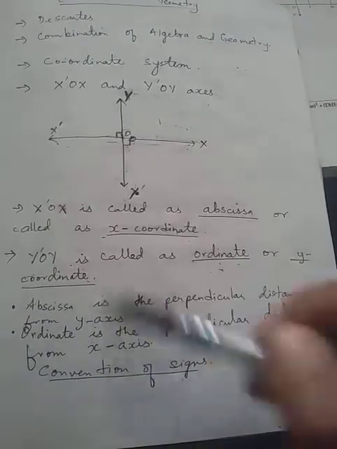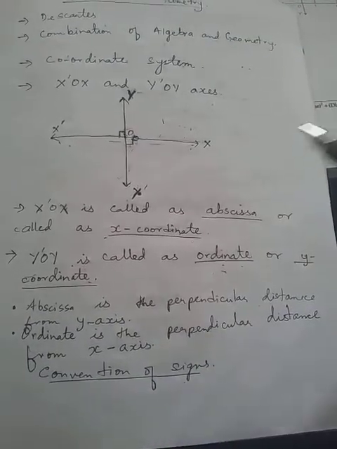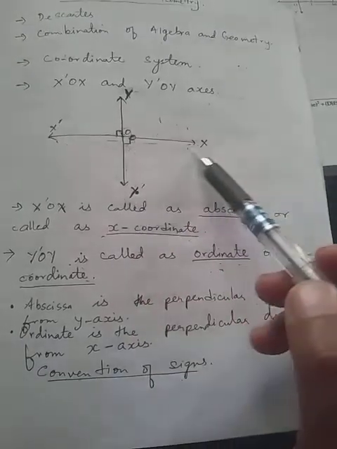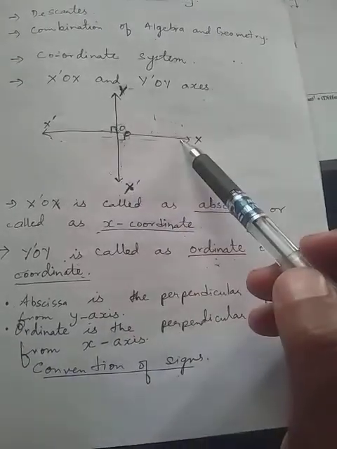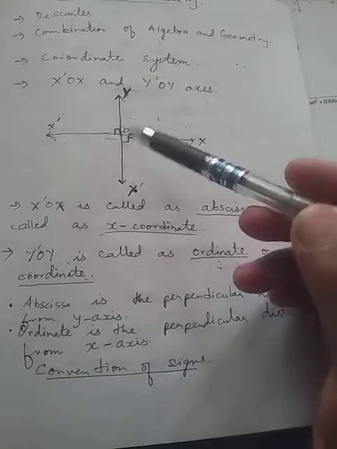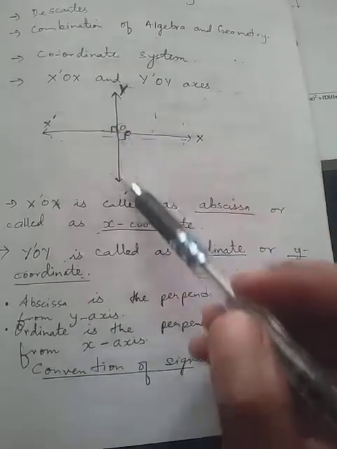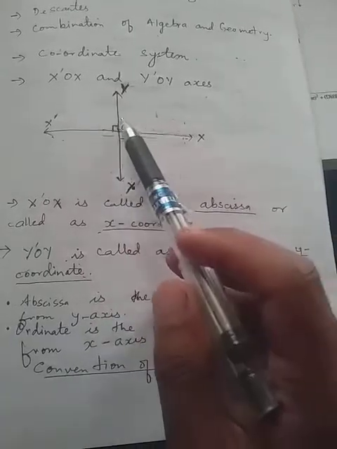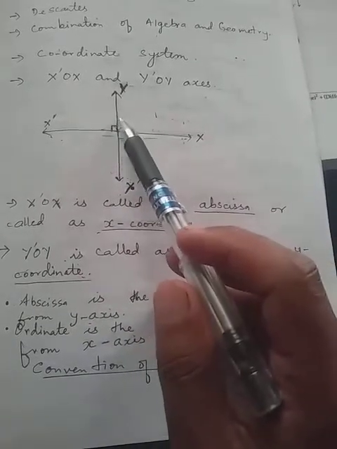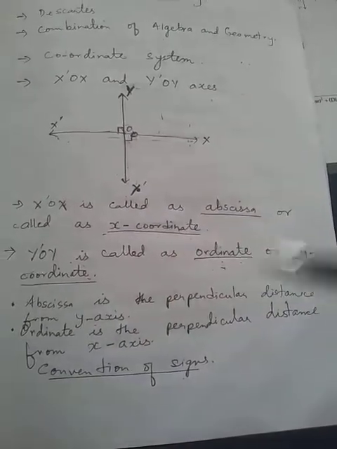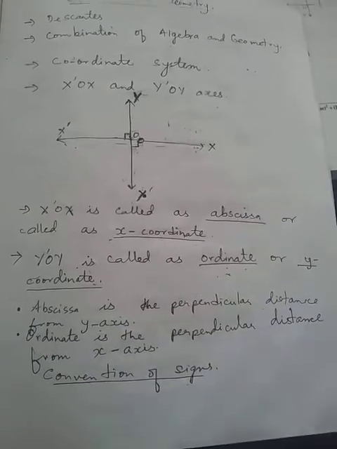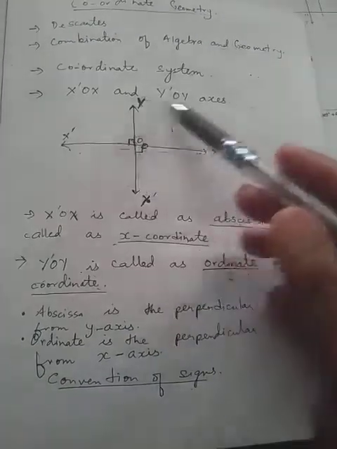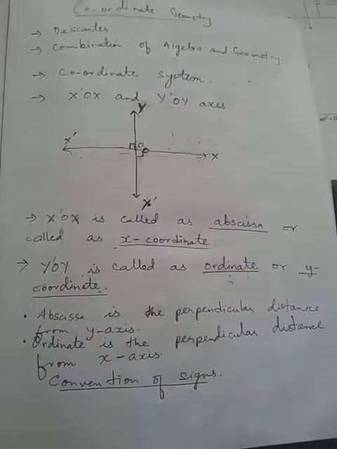I want you to write this down so that you'll remember. What is abscissa? Abscissa is the x-axis, the perpendicular distance from the y-axis. If this is your y-axis, any perpendicular distance from this y-axis, either this side or this side, is called the abscissa. So this is the basic that you should understand about coordinate geometry.